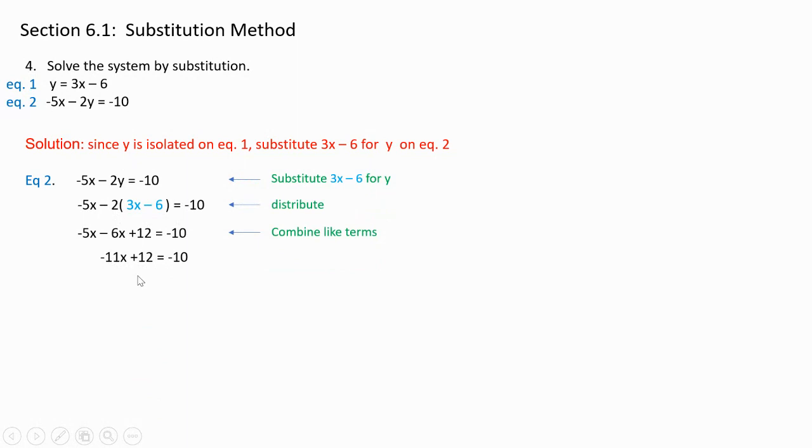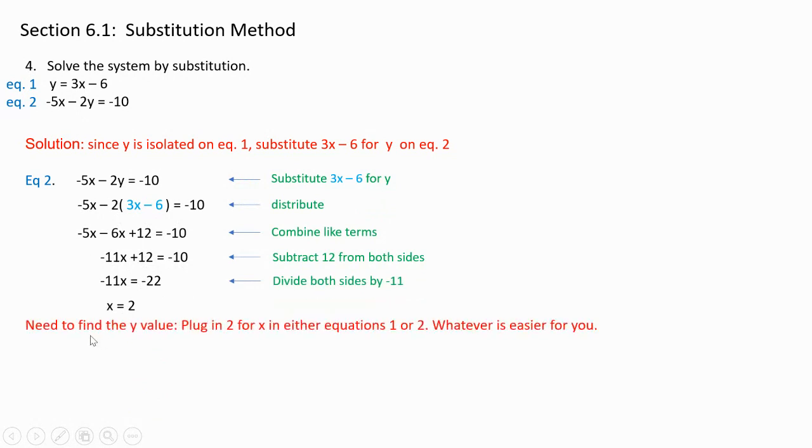Then after that, we have to subtract 12 from both sides. Minus 12 here, minus 12 there. It'll cancel on the left side. Negative 10 minus 12 will give us negative 22. So we get negative 11x equals negative 22. Now we divide both sides by negative 11, and we get x equals 2.